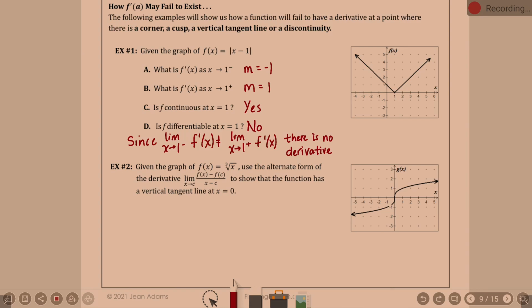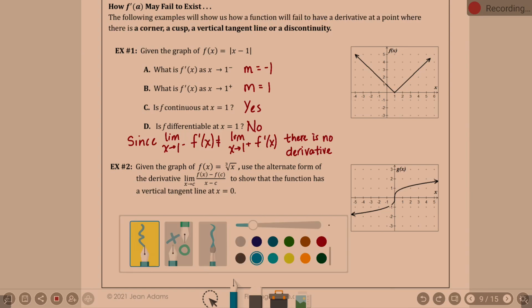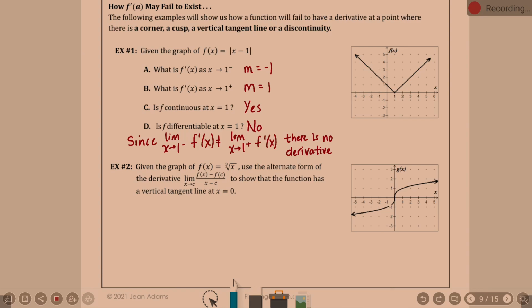Let's look at example 2. Given the graph f of x equals cube root of x. You guys remember that? We haven't done this graph as much, but this is your cube root graph. It's basically the x cubed graph, but sideways, right? So that's the cube root of x. Good one to know. It will come up. Use the alternate form of the derivative to show that the function has a vertical tangent at x equals 0.